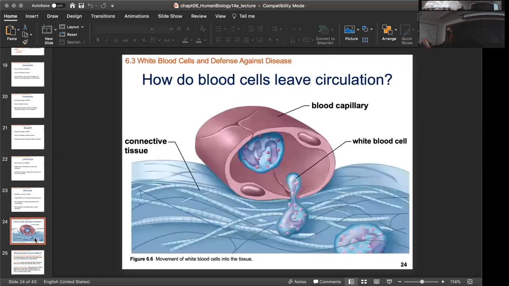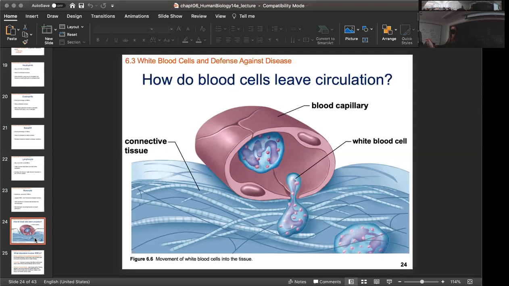All right. So it says, how do blood cells leave circulation? We talked about the capillaries. The capillaries kind of move these white blood cells through these little, I don't know if I want to call them openings, but kind of these cracks in your blood capillary, and then the white blood cell will leave through the capillaries.